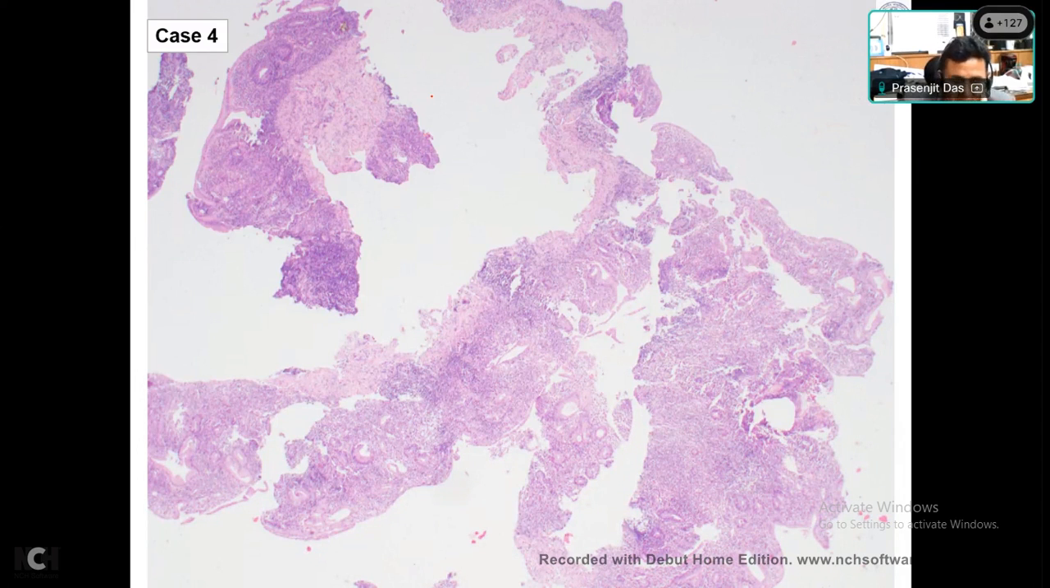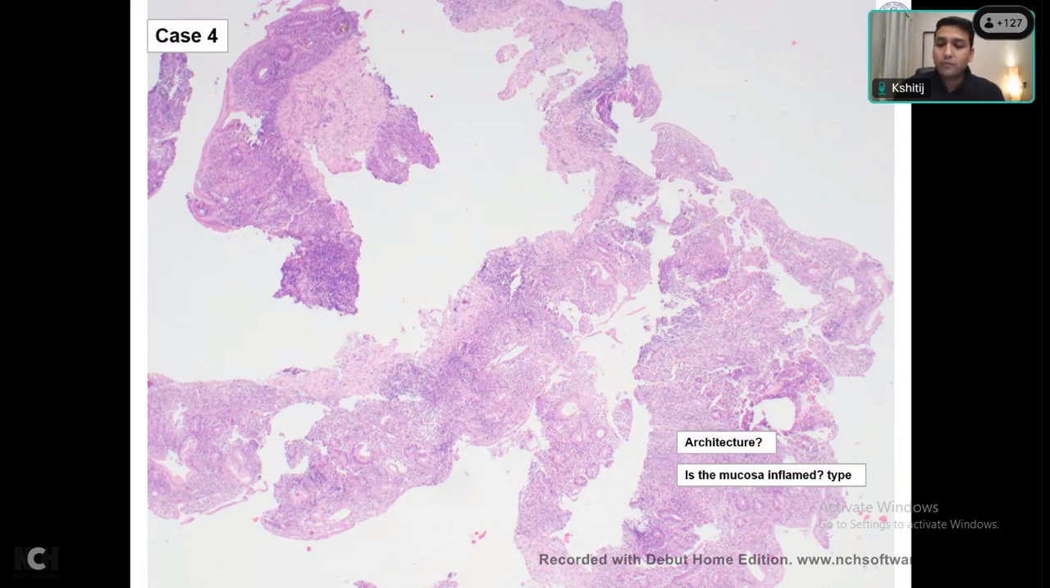Case 4, Dr. Shitish or Dr. Kirti, anyone? I'll take this. Sir. Yeah, please. So H&E stain sections from the submitted biopsy show a fragmented tissue bed with focally preserved colonic lining epithelium. Diffuse crypt loss is noted, along with a dense mixed inflammatory infiltrate in the lamina propria, comprising lymphocytes, plasma cells, neutrophils, and few eosinophils. Both cryptitis as well as crypt abscesses were seen.